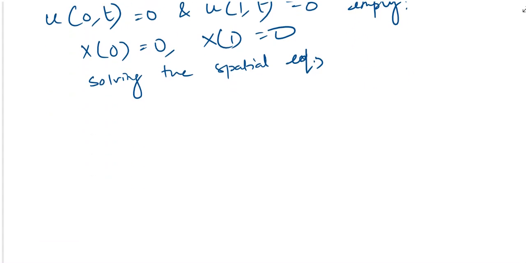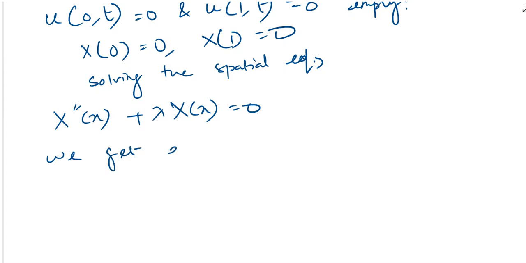What is the spatial equation? X double dash of x, that means double derivative of x, X double dash of x plus lambda X of x equals 0. So we get the eigenvalues. What are the eigenvalues? Lambda n equals (n pi) square.